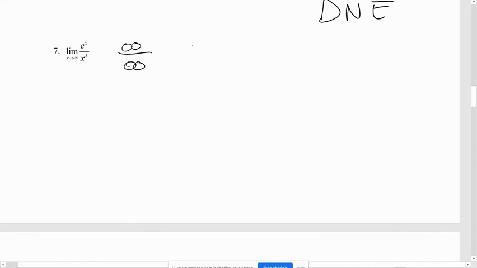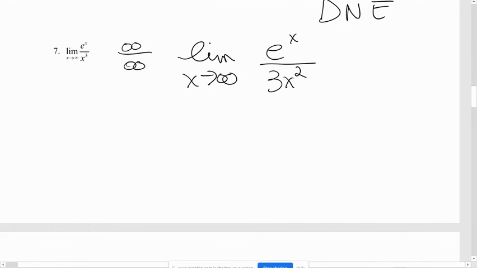All right, so let's see what this is going to be. So I'm going to do the derivative of the top, which is e to the x, and the derivative of the bottom is 3x squared. All right, so if I plug in infinity here, I get e to the infinity, which is infinity, over the bottom, which is also infinity. So it didn't really help, but we did get the indeterminate form again. So we could do L'Hopital's again.